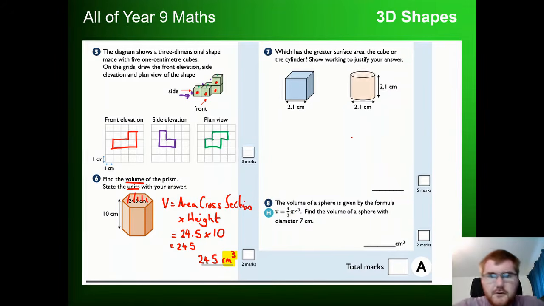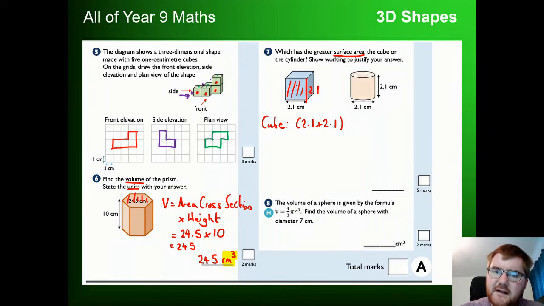Now on to the tougher 2 questions here on this section. So now we need to work out which is the greater surface area. That's the key word here, surface area, the cube or the cylinder, and show working. So let's work out the cube first of all. That's probably the easiest. Remember, if this is 2.1, this is also 2.1. So to work out the front face, so the area here, we do 2.1 times 2.1. But then how many of these faces do we have? Well, we've got 1, 2, 3 at the back, 4, 5, and 6. So we need to multiply that answer by 6.